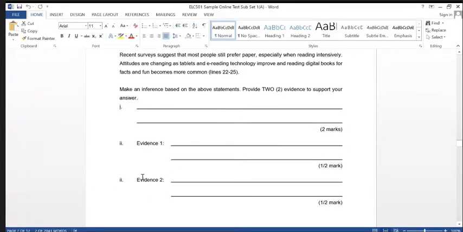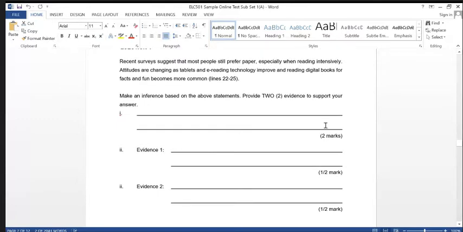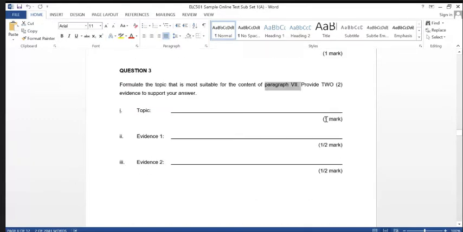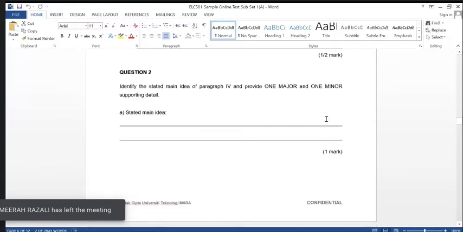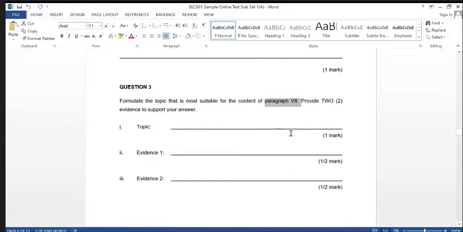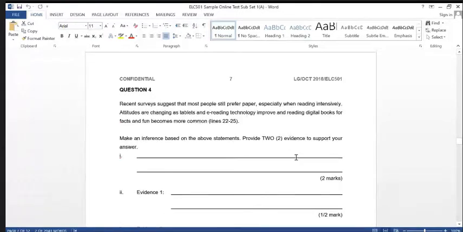And again, you can see that there is evidence being asked for in this particular question. The question itself carries 2 marks. It indicates the level of difficulty. Unlike the topic just now, you can see it is awarded 1 mark only, as well as stated main idea, because the topic is quite simple, not like inference. That's why 2 marks are given.